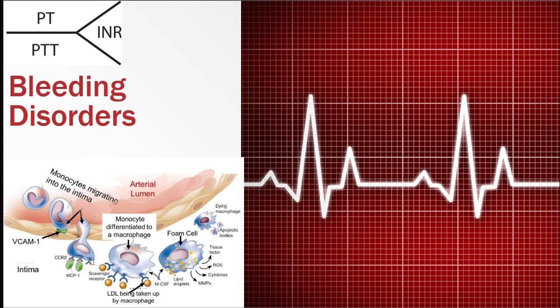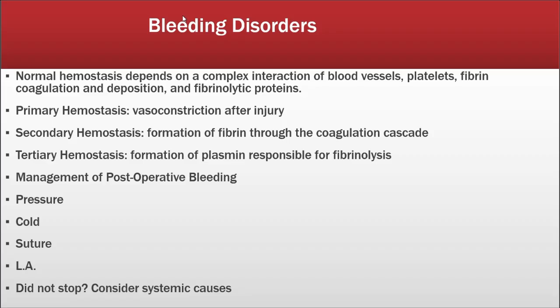Now we're going to talk about bleeding disorders. Okay. So, bleeding disorders. Now, the important thing that we need to take care of is what we took in the first part of the lectures about bleeding disorders. Now, we need primary hemostasis, secondary hemostasis, and tertiary hemostasis.